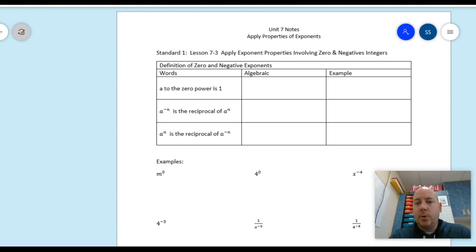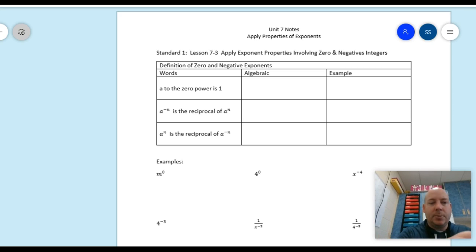Right, for Unit 7, we're going to be applying properties of exponents. So our first standard we're going to look at is exponent properties involving zero and negative numbers. Now, exponent zero sometimes can be a little bit confusing. So in words, it says a to the 0 power is 1. We might think, well, anything to the 0 power should be 0, but it's not.